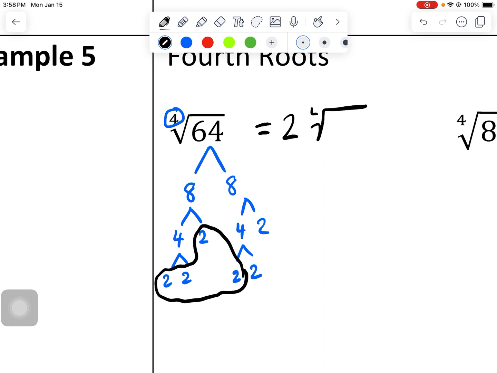And then what I have left inside are these two here. These 2's are going to multiply back together. Note I said multiply. It's easy to forget it because 2 plus 2 is the same as 2 times 2. But in this case, they're going to make a 4. 4 is what stays inside. So then our answer is 2 times the fourth root of 4.